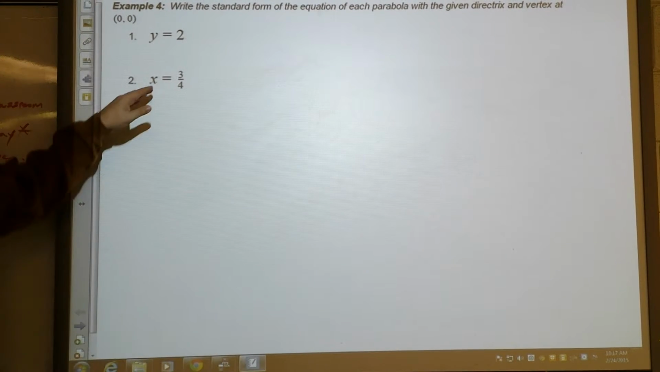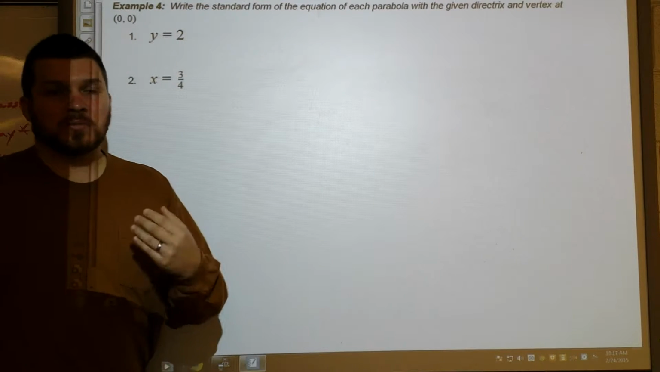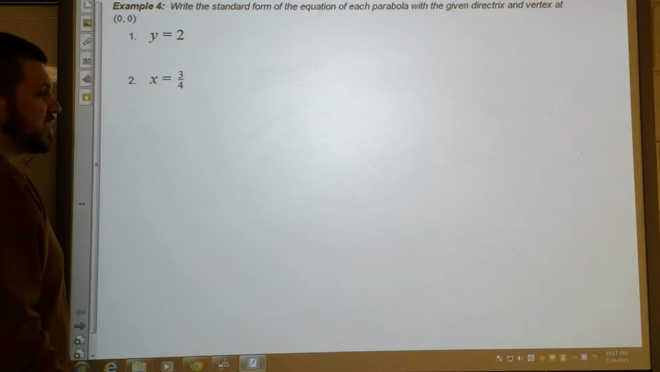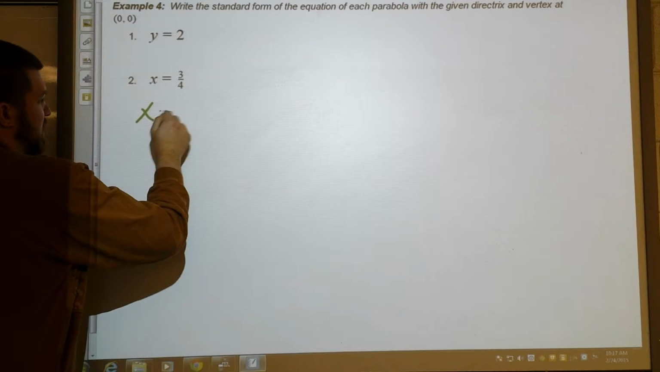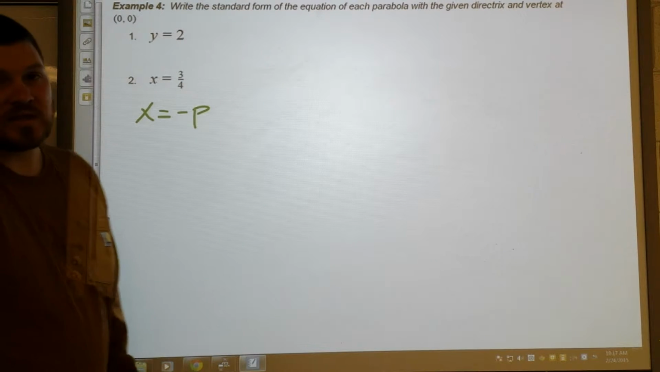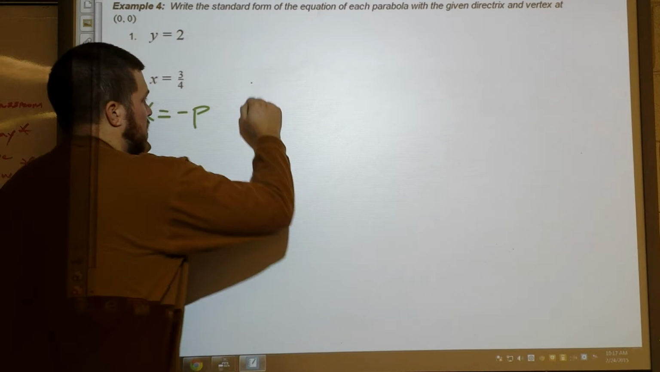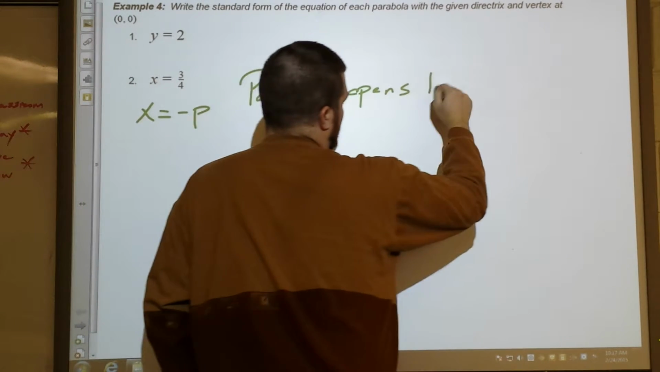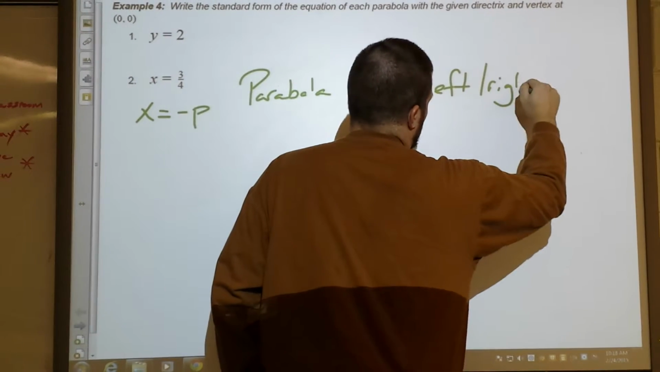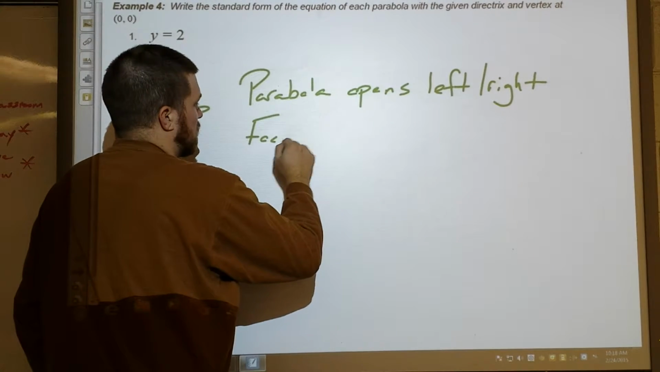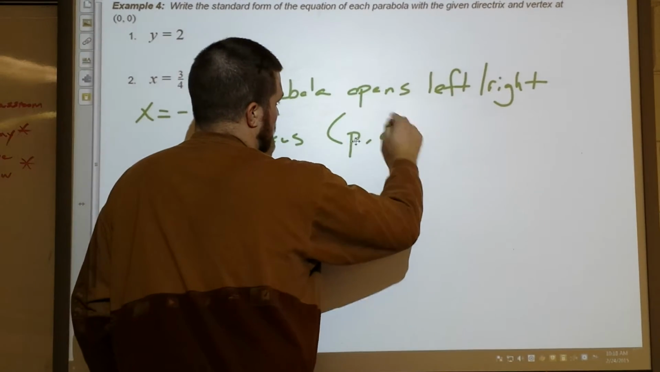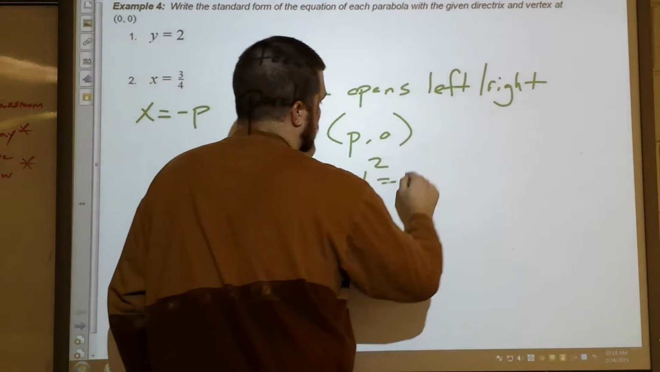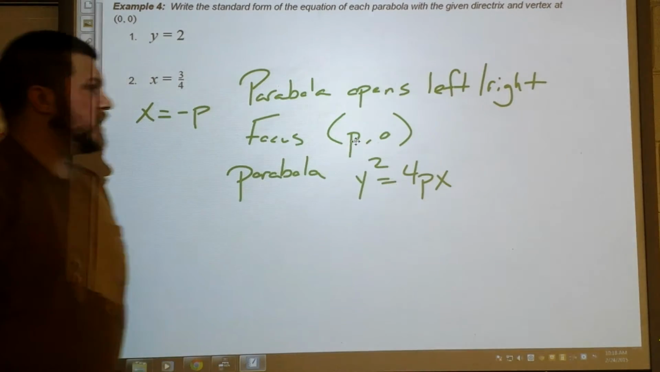Alright, so we're looking at the second problem now. So again, we're given the directrix. So I'm going to look back at my student notes where it talks about the directrix. And I'm looking for when the directrix is x equals something. So in my notes it says x equals negative p. If the directrix has that format, then I know that my parabola opens left and right. I know my focus has the point p, 0, and the parabola itself has an equation of y squared equals 4px. What I need to figure out is what is p?